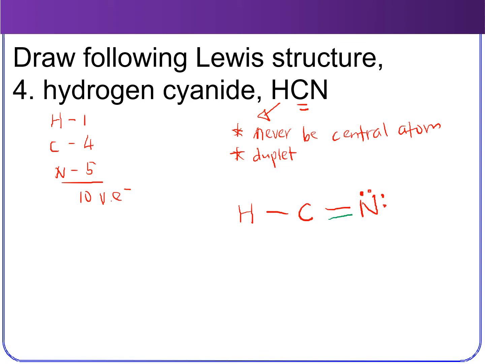However, at this moment, carbon still hasn't achieved octet yet. That means we are going to move another pair of electrons. So at this moment, carbon has achieved octet, nitrogen has octet, and hydrogen has a duplet. So this is the Lewis structure for hydrogen cyanide.